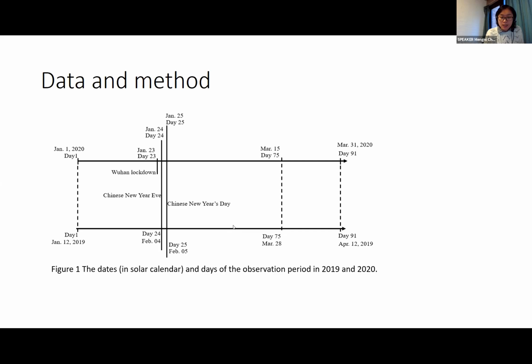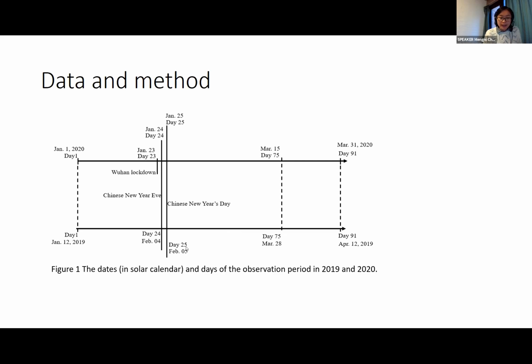And we see that, as I explained previously, COVID-19 coincided with the Chinese New Year holiday. So the Wuhan lockdown, a travel ban in Wuhan, is day 23, that is January 23 in 2020. And after the Wuhan lockdown, that is Chinese New Year Eve, January 24th. And also January 25th is Chinese New Year's Day. Okay, that's when the holiday begins.